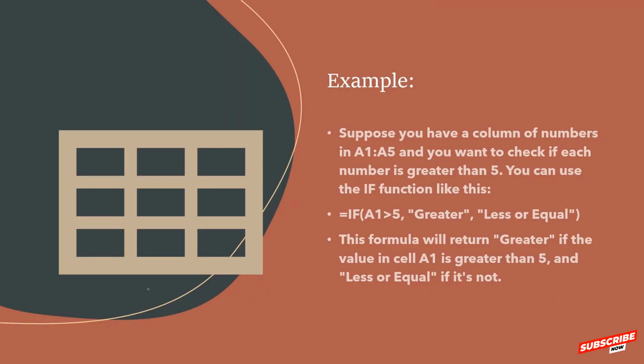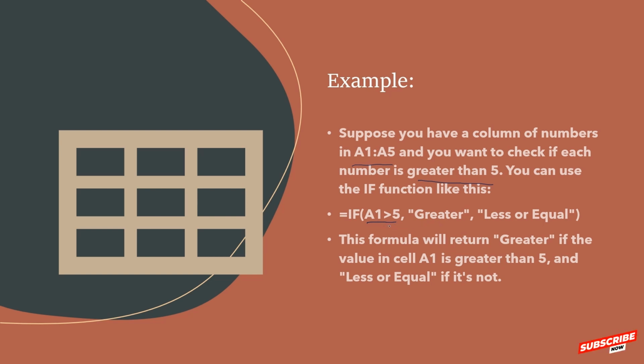Let's see an example related to this. Suppose you have a column of numbers from A1 to A5, and you want to check whether each number is greater than 5 or not. If it is greater than 5, what should be printed? If it is less than 5, what should be printed? Every function in Excel starts with equal to: =IF(A1>5. This is the condition. We know that a logical test always returns Boolean value true or false.